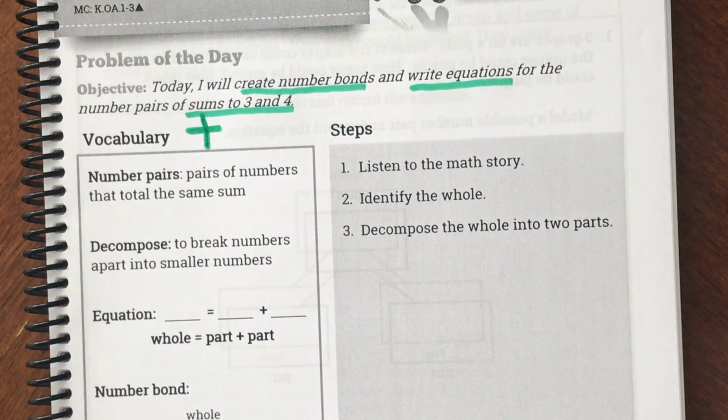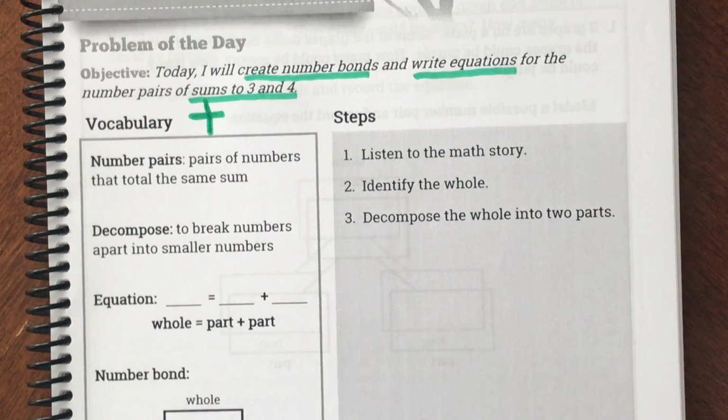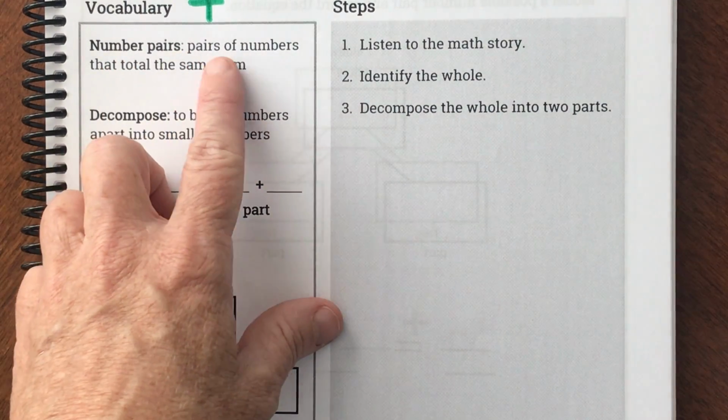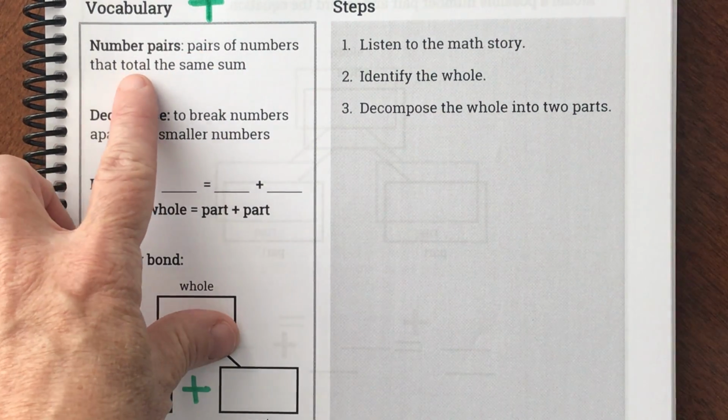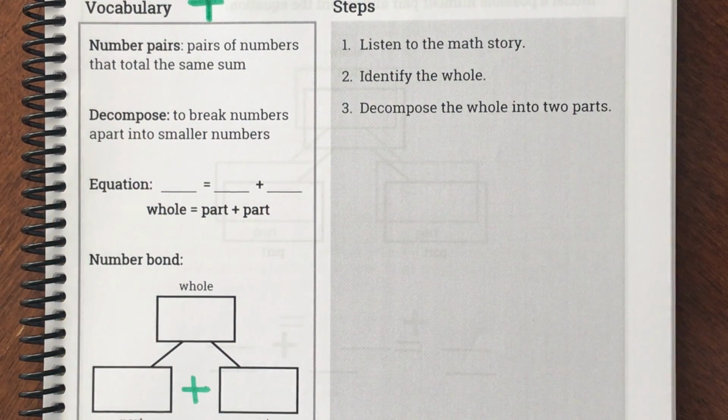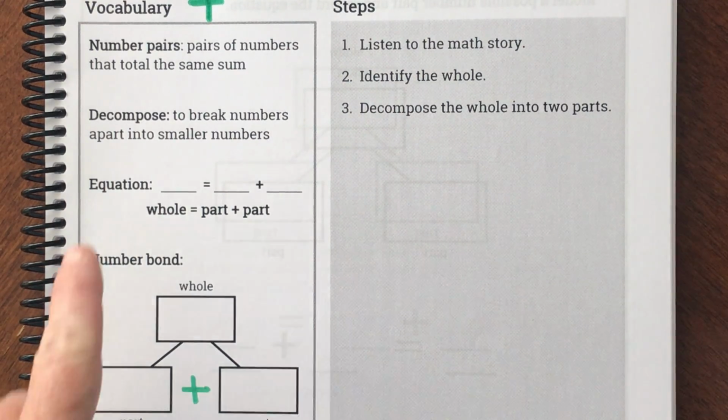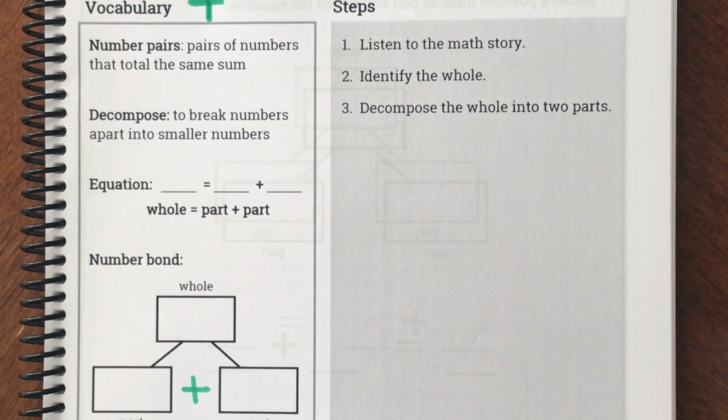That's an addition word. Okay, so let's look at our vocabulary. Our first word is number pairs. Pairs of numbers that total the same sum. So today you're going to see me do a couple examples where we could have different number pairs. Okay? And then we have decompose. Decompose means to break numbers into smaller numbers. To break into smaller numbers. Okay. So let's look at my first problem.